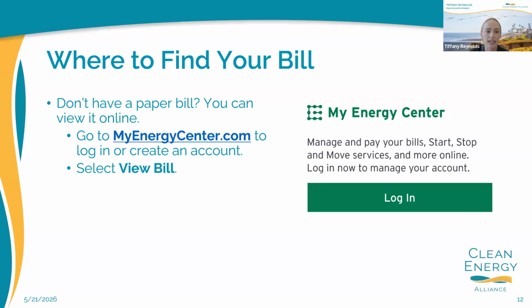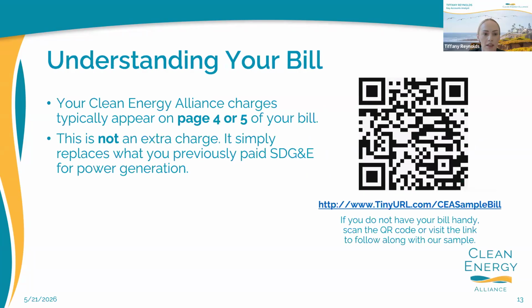You can log in and then select View Bill. So we're going to go over a bill example here for you all to help walk through your bill and see the similar charges that we're talking about. So Clean Energy Alliance charges will typically appear on page 4 or 5 of your bill. If you want to scan the QR code, we have a sample bill, or you can just follow along on the presentation and we will have a sample bill up as well.